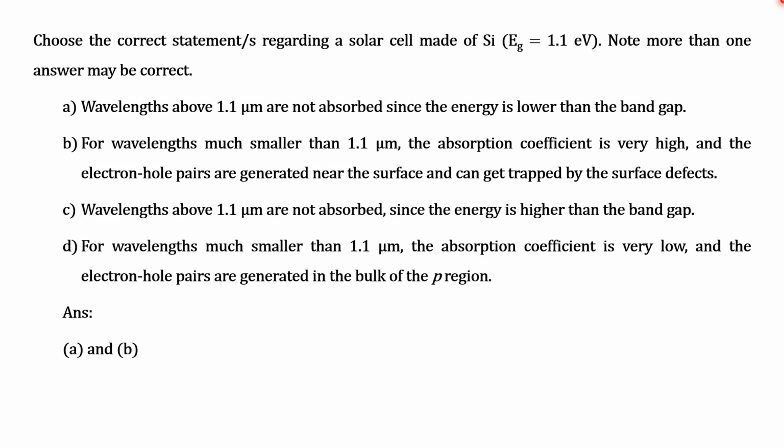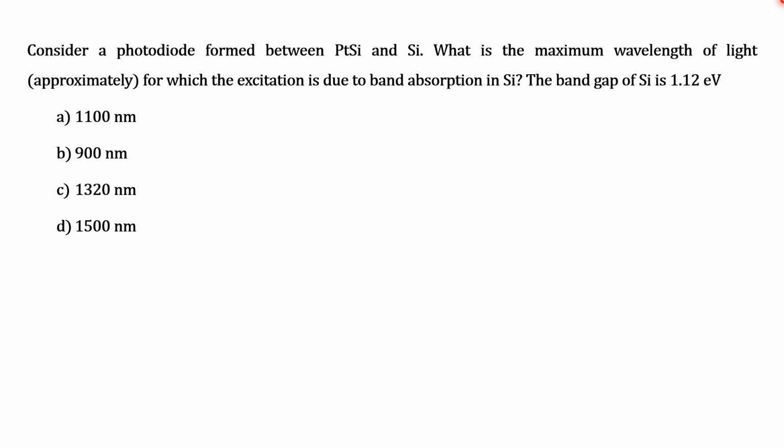So is this clear to all of you? Yes, ma'am. So next is, consider a photodiode formed between PtSi and Si. What is the maximum wavelength of light for which excitation is due to band absorption in Si? So the band gap of silicon is 1.12 electron volts.